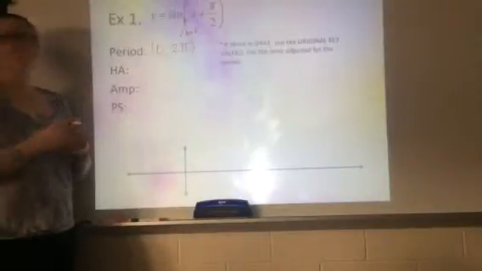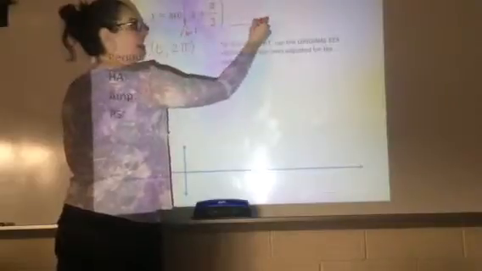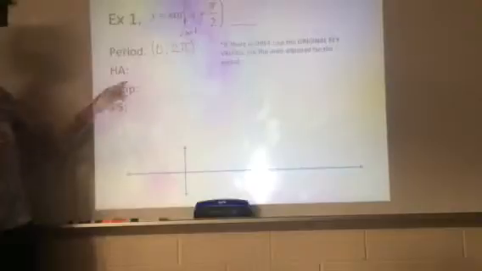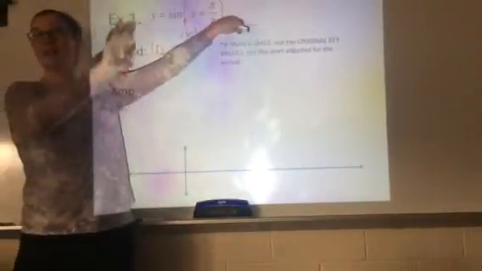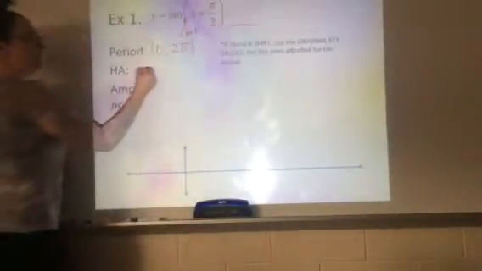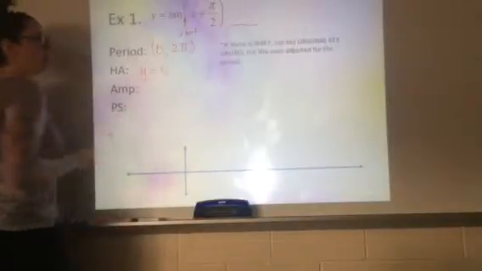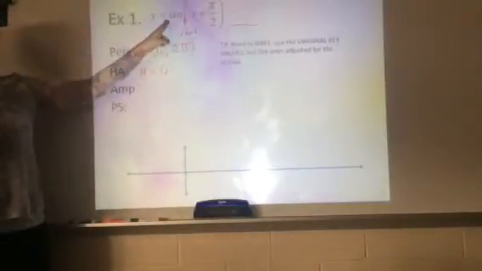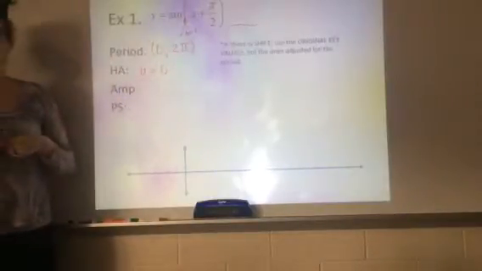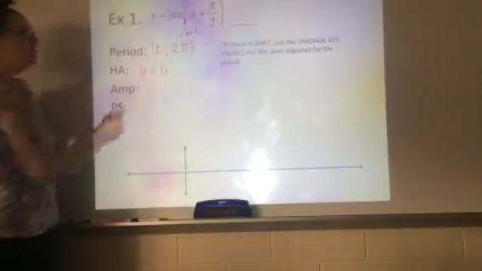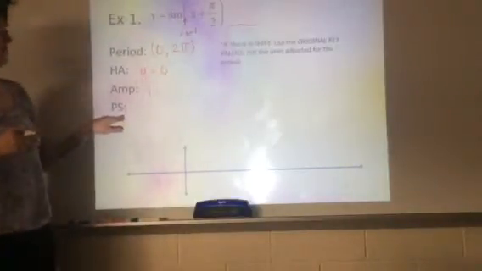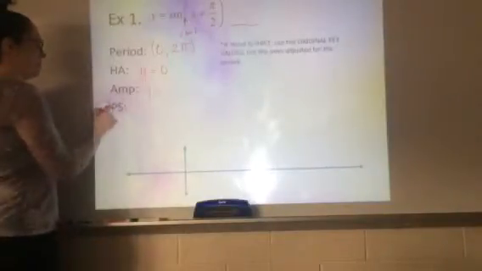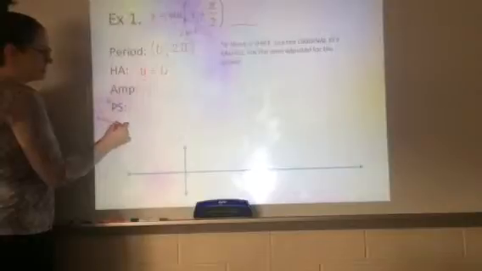Now, horizontal asymptote. Did I add or subtract anything at the end? Did I change that center line? No, there's nothing being added or subtracted at the end related to y. So in this case, y equals 0 will be my horizontal asymptote. Amplitude is always in front of the trig function. What would you say the amplitude is? 1, very easy, standard sine wave. And then my phase shift is what we're going to calculate, so I'm going to put a star by this.